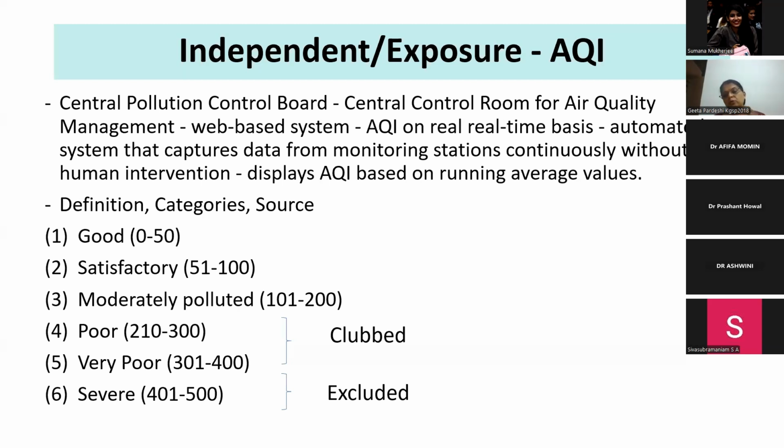Now, last time I told you, when you have your data, you have to first do a descriptive analysis of your data. So when we looked at the data, what we found was that there were no observations in the severe category where the AQI was 401 or above. So we excluded that category. And there were few numbers in the poor and very poor categories. So we clubbed the numbers in those categories.